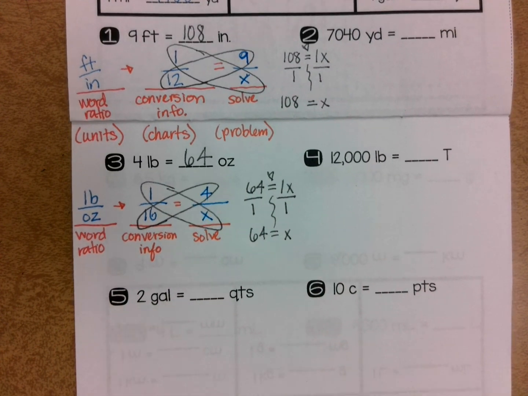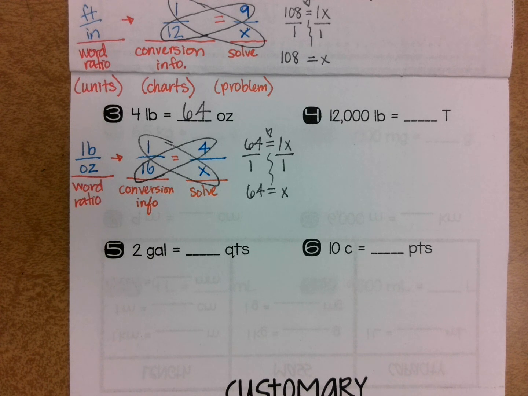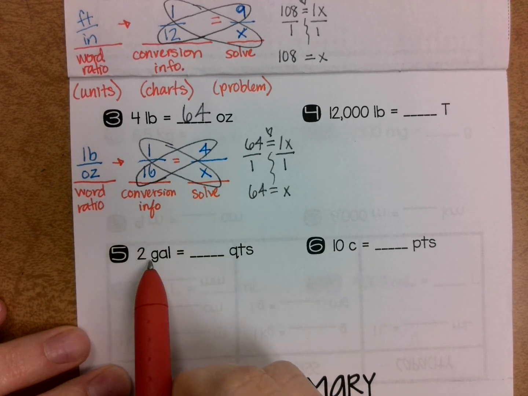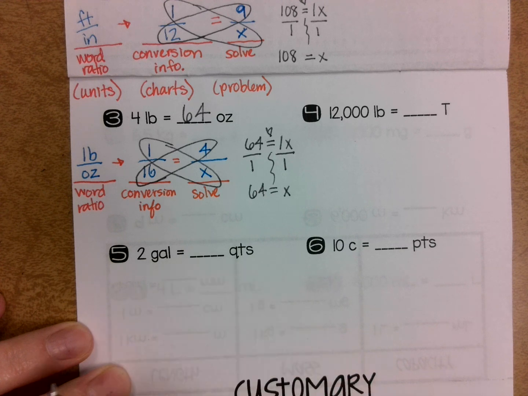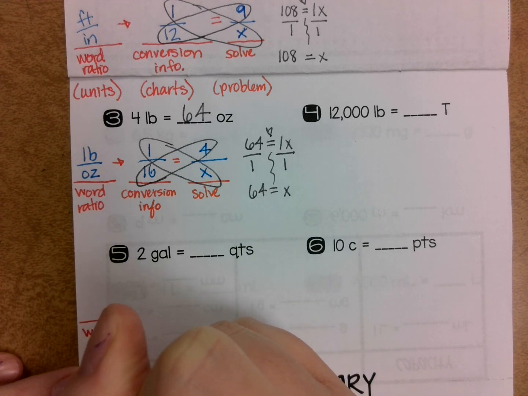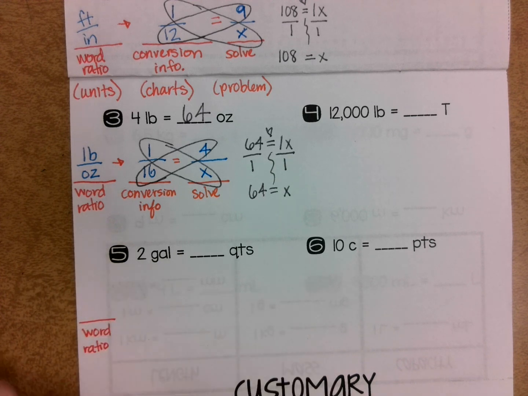Let's do one more problem. We're going to do this piece by piece, but you're just going to use me to check in. So we're going to work on one piece, you solve it, and then play the video to see if you got it. So again, our problem, we have 2 gallons is equal to how many quarts? We need to start off with our word ratio. Pause the video, solve the word ratio all on your own.